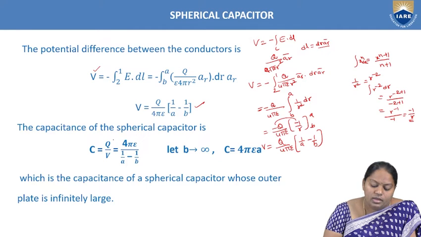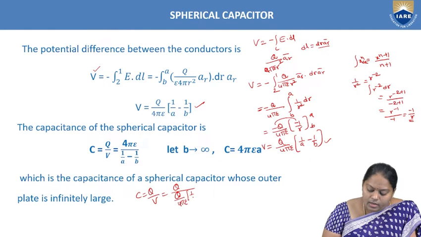the ratio of the charge of one of the plates of the capacitor to the potential difference between the two plates, and C equal to Q by V. Now if we substitute here, C equal to Q by V. Now the value which we have got for V is Q by 4 pi epsilon into 1 by A minus 1 by B. Right?